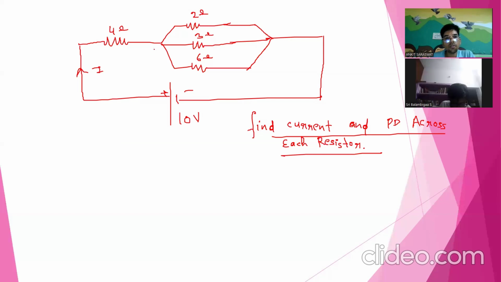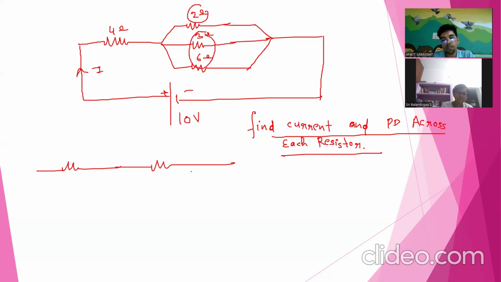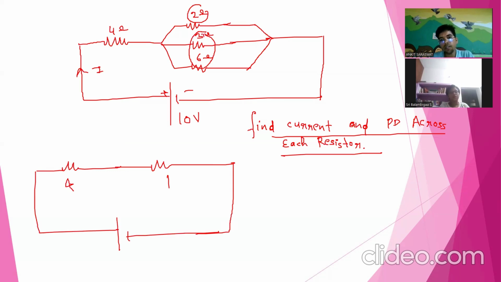Now look here. First of all, find the equivalent resistance. R equivalent will be the parallel combination of 3 and 6, and 2 and 2. It will be 4 parallel combinations: 3 and 6 in parallel, then 2 and 2 in parallel. How much? 1. Any doubt? 3 and 6 in parallel, 2 ohm, 2 ohm, 2 ohm. 1.